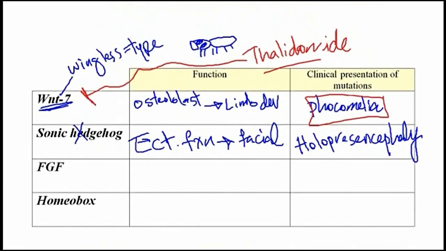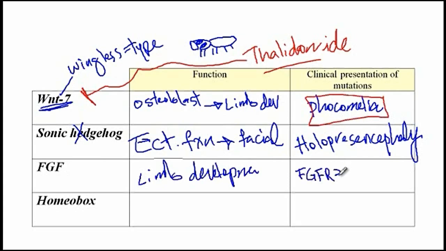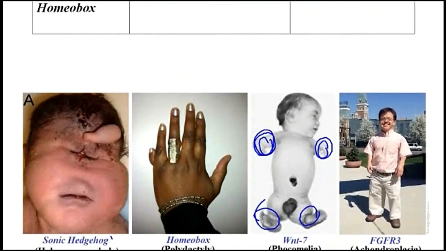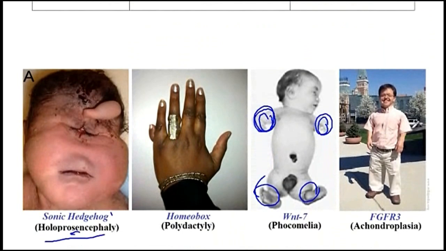The next gene I'm going to talk about is the fibroblast growth factor, and it's required for limb development again. Patients that have a mutation in fibroblast growth factor receptor 3 will develop achondroplasia. How it looks is that the long limbs will be short in these patients. So here they have short limbs.